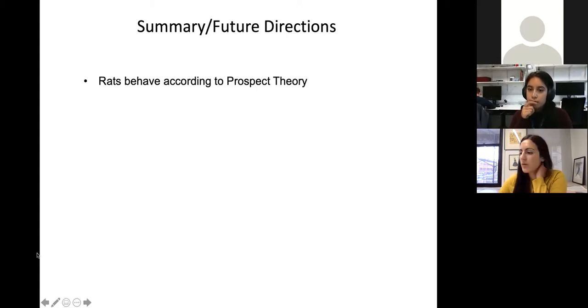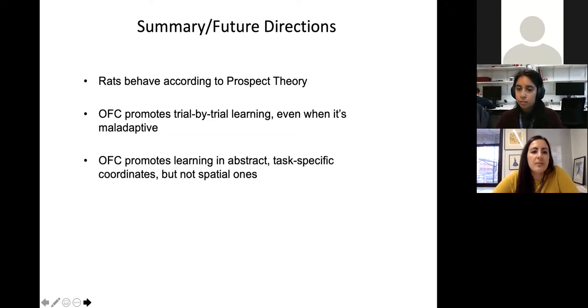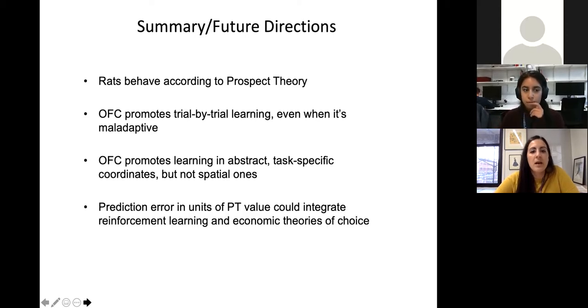Okay, so in summary, I feel like I got through everything, which is very surprising. I've shown you that rats behave according to prospect theory, the predominant behavioral economic model. Orbitofrontal cortex promotes trial by trial learning, even when it's maladaptive. It also specifically promotes learning in abstract task-specific coordinates, but not spatial ones. And at a high level, we think that a prediction error in units of prospect theory value could integrate reinforcement learning and economic theories of choice.